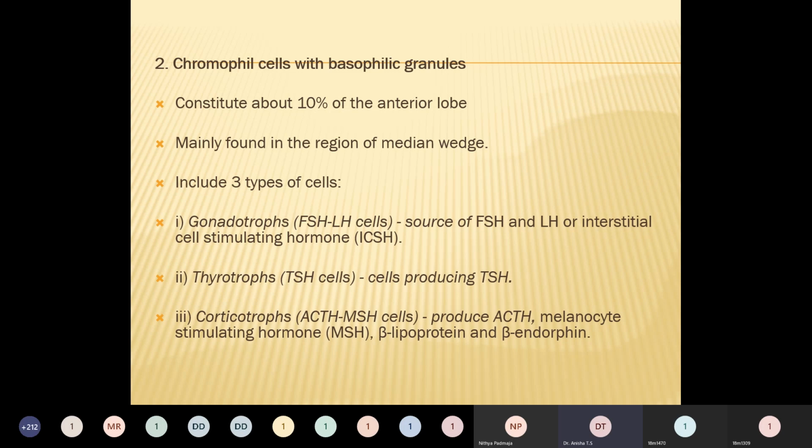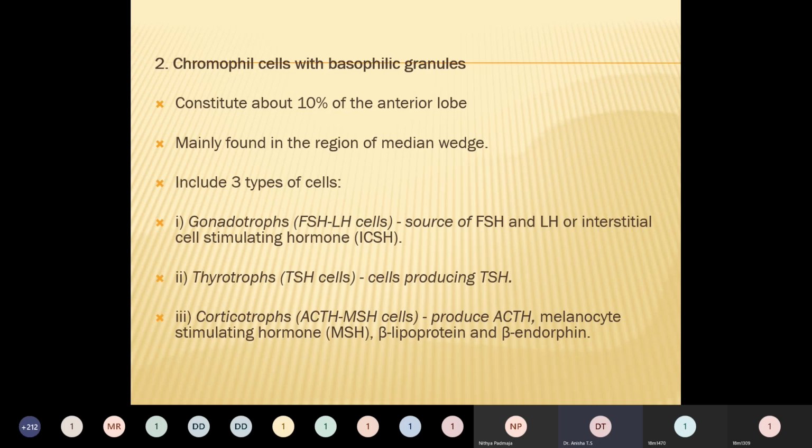Okay, so these chromophil cells with pink granules are called acidophilic granules, and then there are chromophil cells with basophilic granules or blue colored granules. I'll show you a picture. I'll also use the pointer. You'll be able to understand. This constitutes only about 10% of the anterior lobe. Okay, and I told you the pink color is found in the lateral sides, and this blue color is seen at the median wedge.